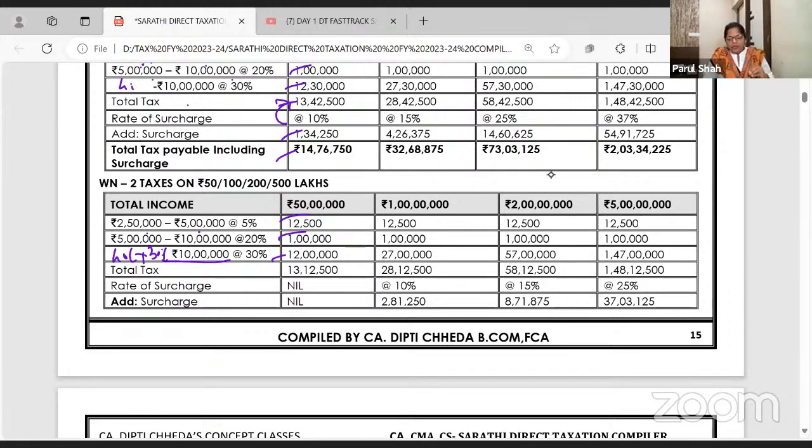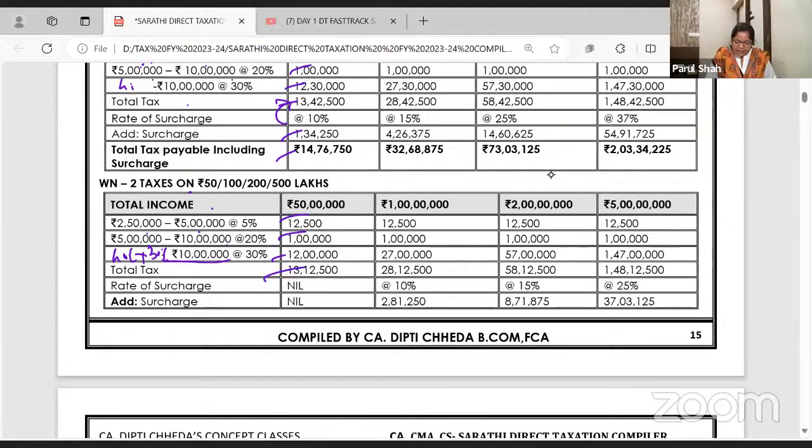If you want me to do it in writing, let us do it. Let's do it now, together. Because it is a 5 marks question, and for CA students, even if it doesn't come for 5 marks, they ask it in MCQs, and they also ask it in case studies. So, tax on 50 lakhs.